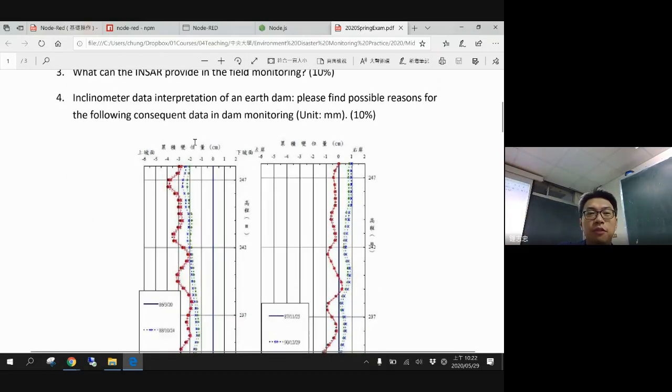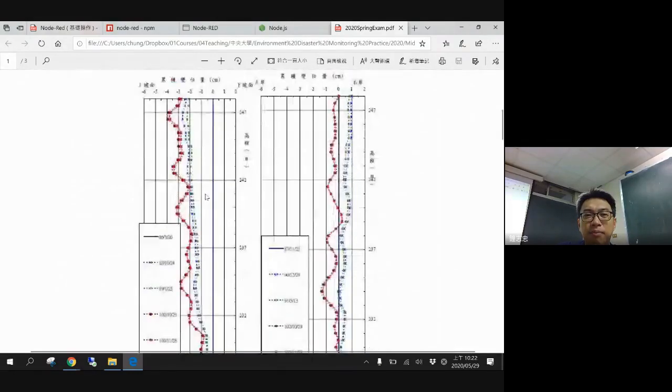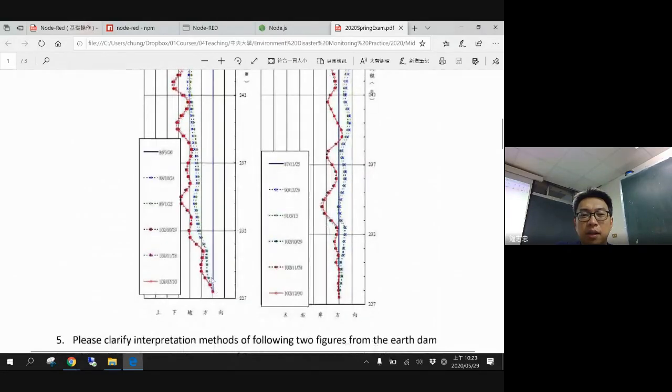Okay. For the fourth question, this is the earth dam, actually real data. One is in the upstream, one is on the left side, right side, so it depends on the different direction. But I would like to say that you can find a trend toward the left side totally. This means that our inclinometer is not fixed very well at the end. Okay, so that may be one of the major problems.